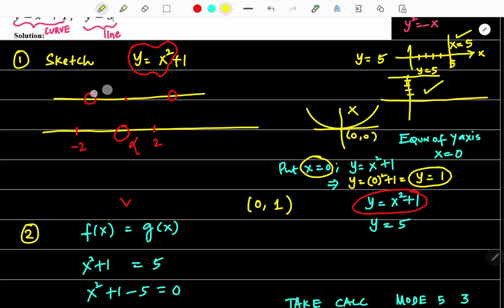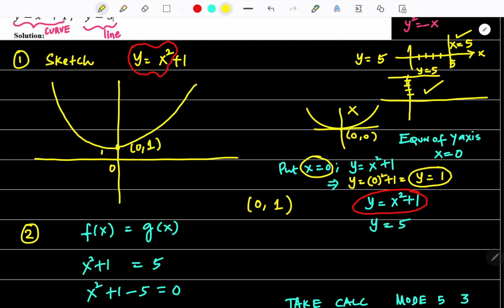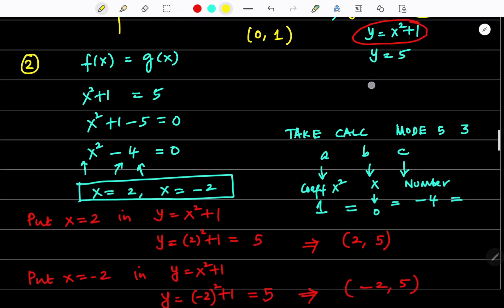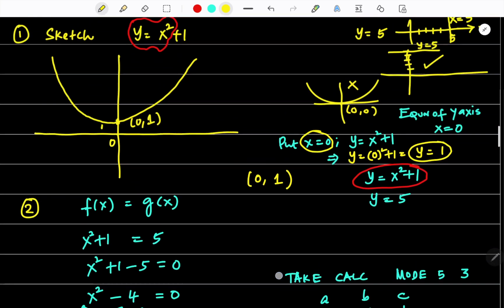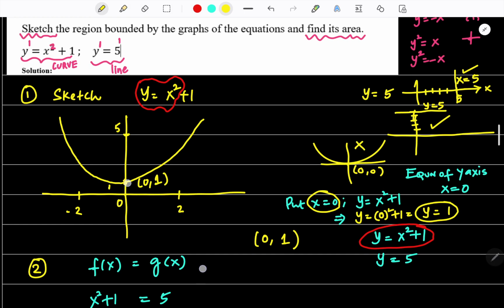So now I'm going to draw a very neat curve for you. So 0 comma 1. This is 0 and this is 1. So I'll get a parabola like this. This is the point 0 comma 1 because this point is 1. Now I got 2 points, which are 2 comma 5 and minus 2 comma 5. This is the point 2, minus 2, and let me take this point as 5. So this point is minus 2 comma 5 and this point is 2 comma 5.